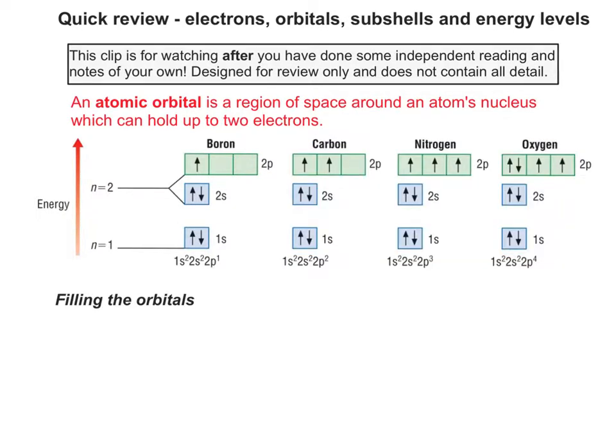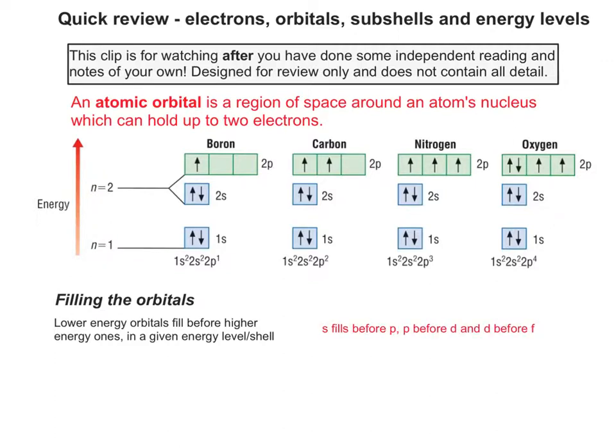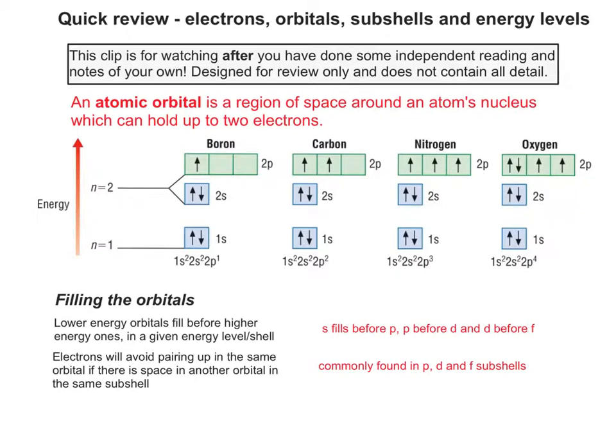So let's look at the order in which the orbitals are filled. It's important we follow the correct convention. Lower energy orbitals always fill before higher energy ones in a given energy level or shell. Therefore s orbitals fill before p, p before d, and d before f. Electrons will avoid pairing up in the same orbital if there's space in another orbital in the same subshell. This is commonly found in p, d, and f subshells. You can see that clearly illustrated in the boxes that show the positioning of the electrons.